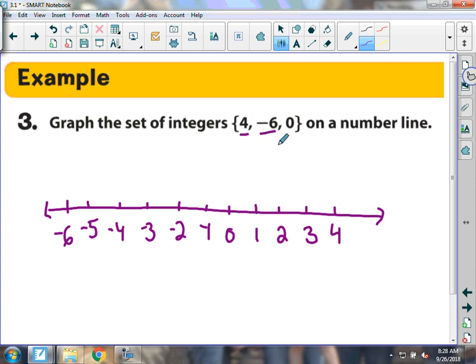Now I'm going to put a dot at 4. Remember, my dot's going to be large enough so I can tell it's a dot. Negative 6. And 0. Be careful with these. Make sure you put your dots in the correct spot and that you don't accidentally skip one. Sometimes you'll have more than 3 numbers in it, and it's easy to skip them. Make sure you go in order and make sure you've got them all. So that's what your number line should look like. That should be pretty easy.